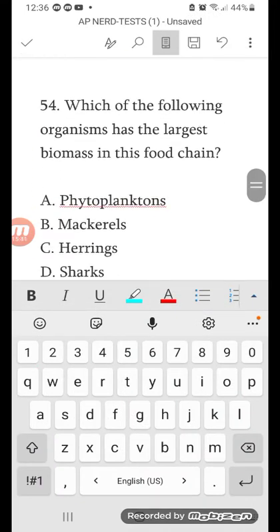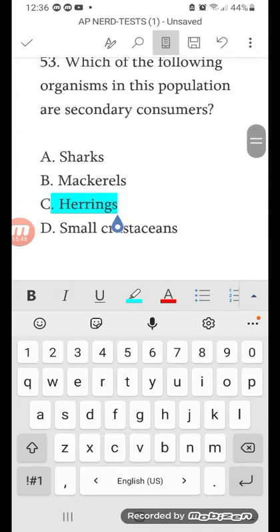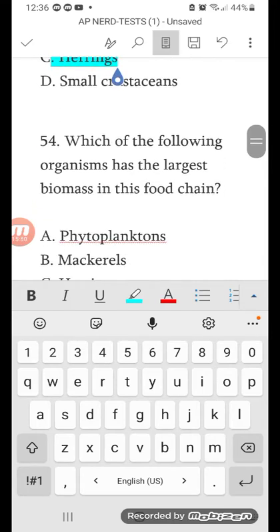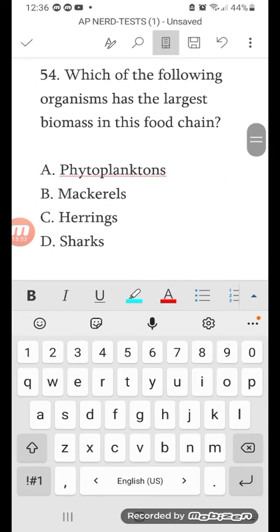Which of the following organisms has the largest biomass? Definitely the largest biomass is the phytoplankton. Largest biomass in the food chain.